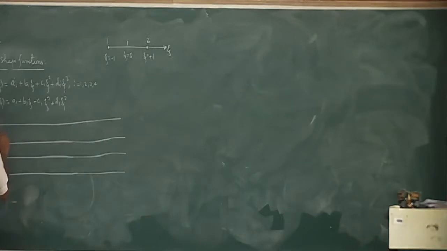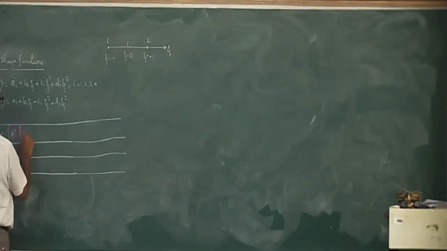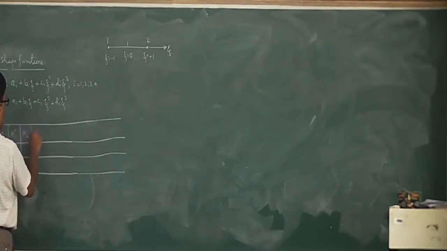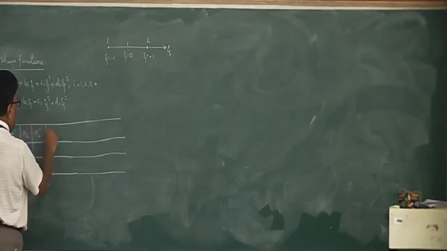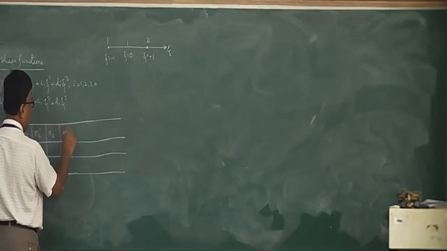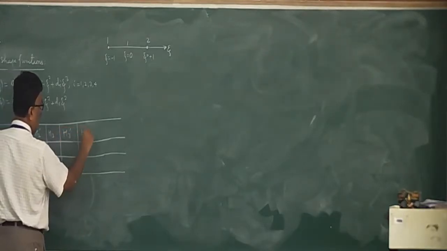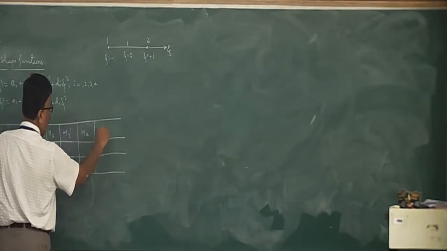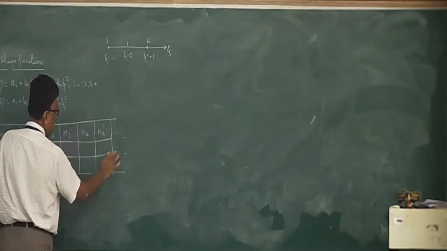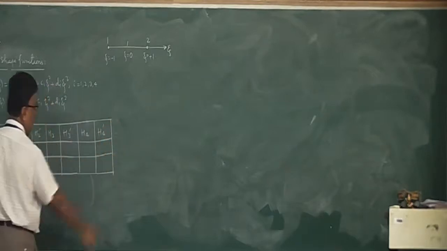For example, if I write H1 and H1 dash, H1 dash is the slope, that is, H1 dash refers to dH1 upon d zeta. When you differentiate H1 with respect to zeta, this is called H1 dash. Similarly, you will get H2, H2 dash, H3, H3 dash, and if you have H4, you will have H4 dash. These are the different values which we are going to find out.